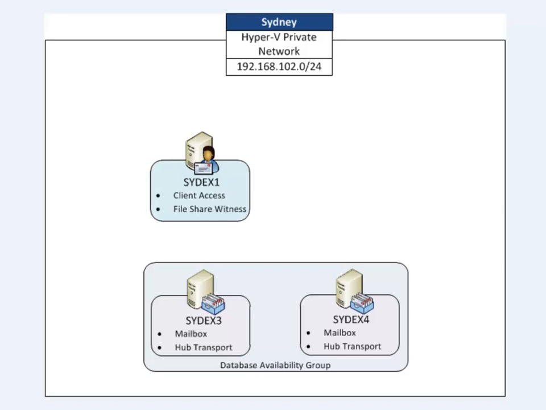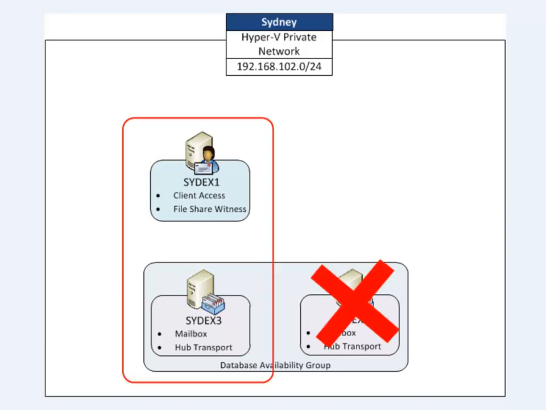So let's say in the situation where one of the mailbox servers was down, the remaining mailbox server and the file share witness can still form a majority or a quorum and make the decision that the remaining mailbox server should bring the mailbox databases online. So in short, if you've got a two-node database availability group, as we're deploying here in this test lab environment, you will need to specify a file share witness.